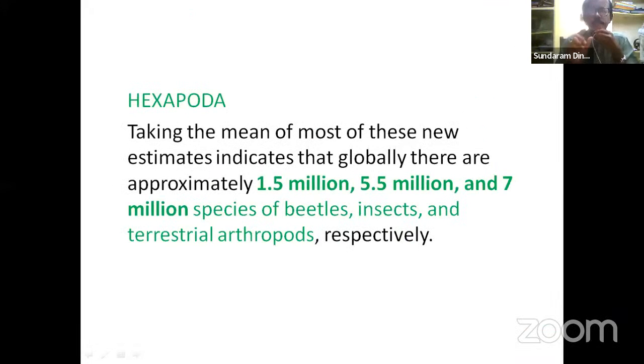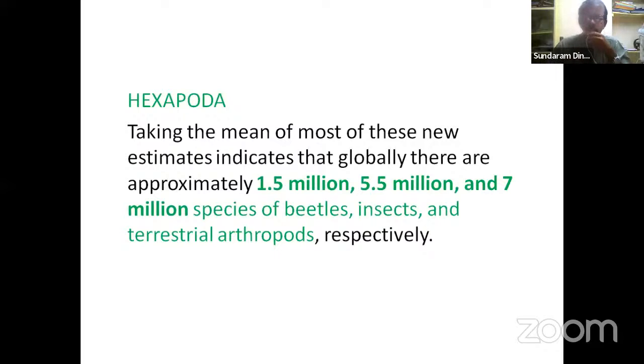The scientific name for insects is Hexapoda, where hexa means six and poda means legs. So all six-legged creatures are insects; the definition of an insect is having six legs. If you consider a spider, it is not an insect. We often call it a bug, but it is not a bug at all. An insect should have six legs.